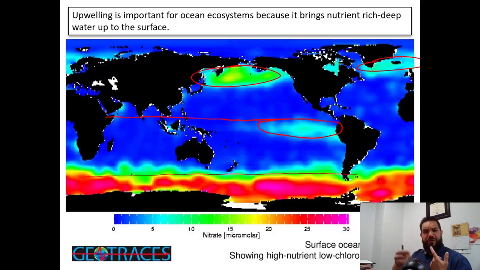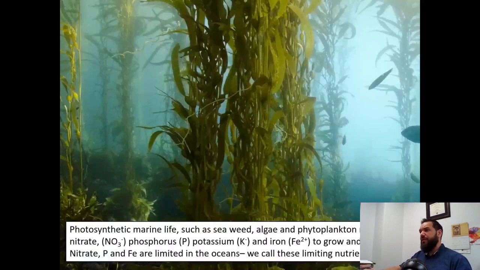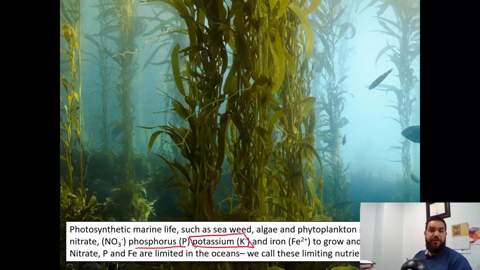That's why gyres are so important to bringing nutrient-rich waters into the south, or into near the equator. So photosynthetic life like seaweed, algae, phytoplankton, they need nitrate, they need phosphorus. They also need potassium, but you might remember that potassium is very abundant in the ocean water, so it's not a problem for seaweed and phytoplankton to find.